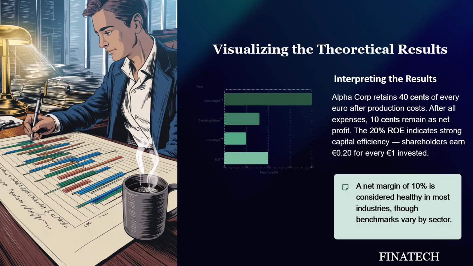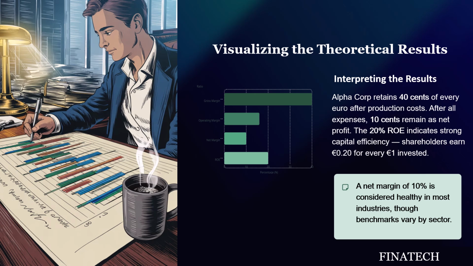This is a visualization of the theoretical results. Interpreting the results, Alpha Corp retains 40 cents of every euro after production costs. After all expenses, 10 cents remain as net profit. The 20% ROE indicates strong capital efficiency.